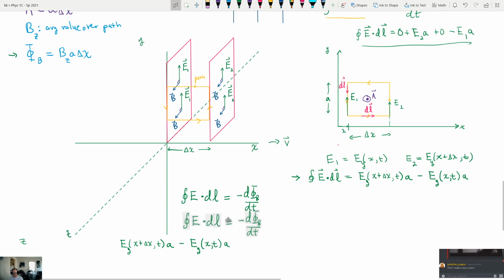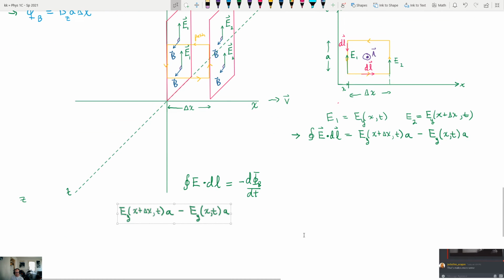Let's just move down just a little bit so we don't have to worry about these axes. The right-hand side of my equation is going to come from the flux. So my flux is Bz A delta x. That's the flux up there, Bz times A delta x. So this is going to be equal to negative d/dt of Bz A delta x. Notice something cancels, right? What's going to cancel out? All the A's. Yep. All the A's go away. That's nice.